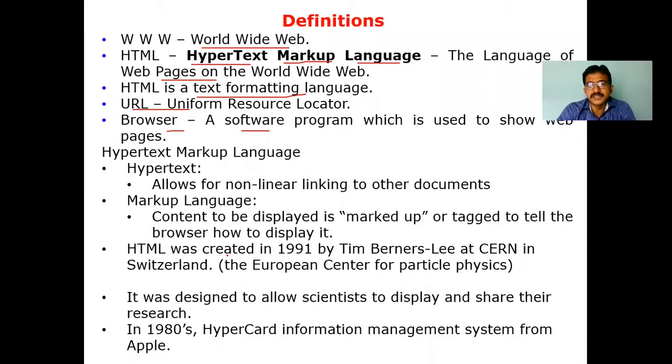Now coming to the hypertext markup language, what is the definition? What does hypertext actually mean? It allows non-linear linking to other documents. Hyper means navigating from one place to another place, or moving from one location to another location. So this hypertext is allowing that. Text means, for example, if you want to make a hyperlink for this text, allows, you can make a hyperlink for this.